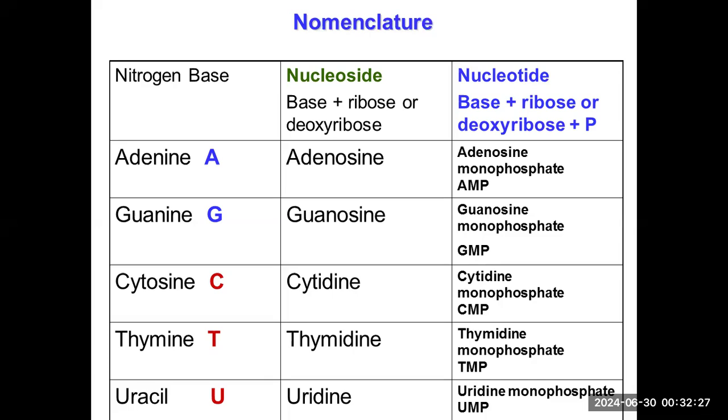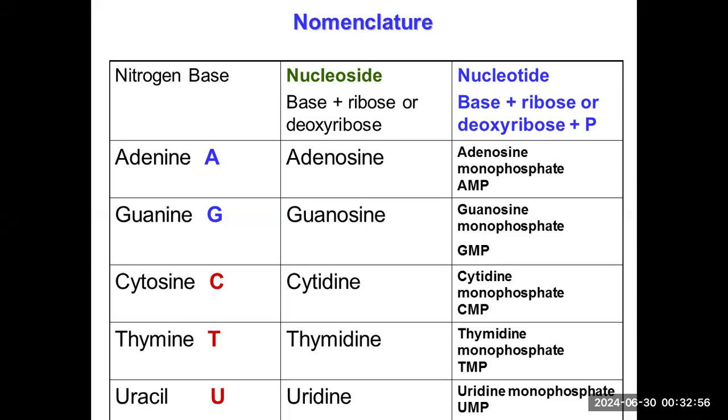Depending upon the number of phosphate groups, we can make adenosine monophosphate, for two, adenosine diphosphate, and for three, adenosine triphosphate. Similarly, guanosine combines with the phosphate, makes guanosine monophosphate, diphosphate, and guanosine triphosphate.